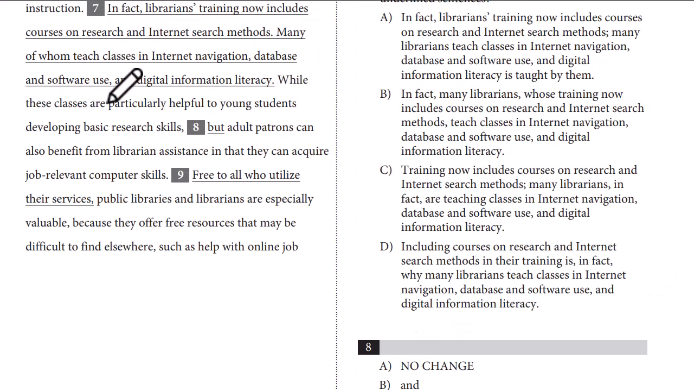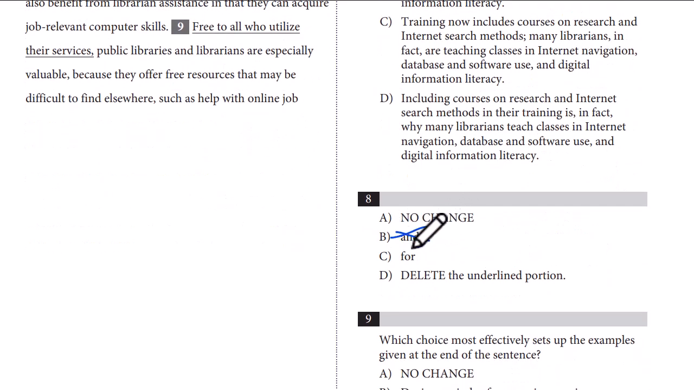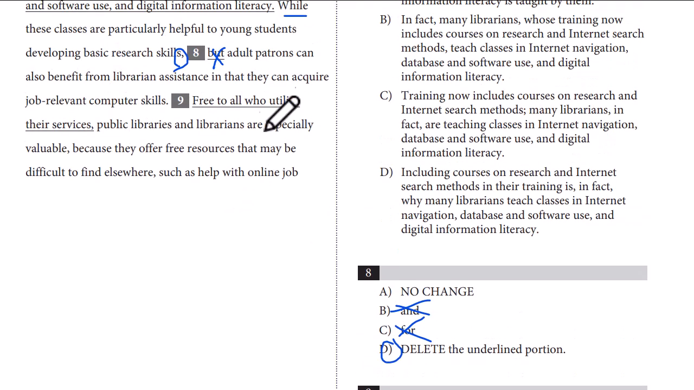8. While these classes are particularly helpful to young adults, developing basic research skills, so I've got my subordinating conjunction up front, a dependent clause separated by a comma. So I don't want a but. This won't be an independent clause combination. So but, a fanboy, is not what I want here. I don't want a comma and I don't want a for. I just don't want the fanboys. It's going to be delete. That's the only possible answer. It should be research skills, adult patrons can also benefit, and then we have our main clause. Adult patrons can also benefit. Correct answer for 8 is D.